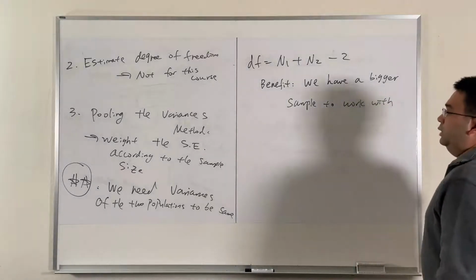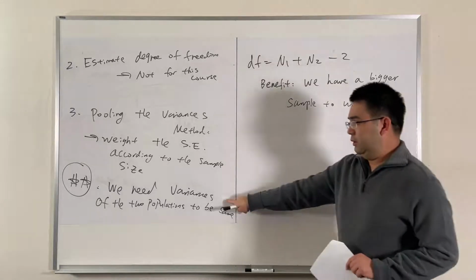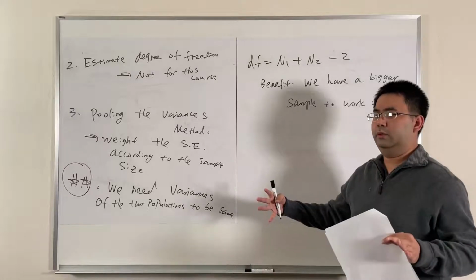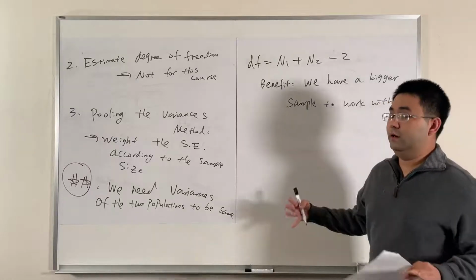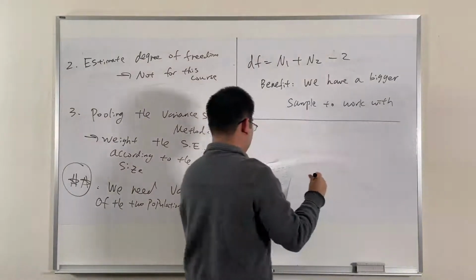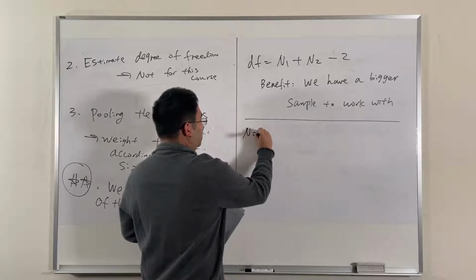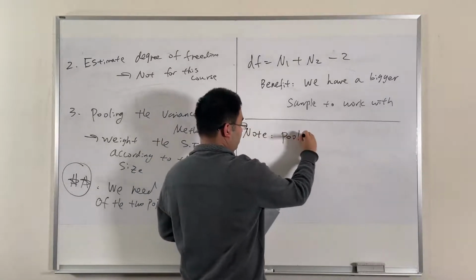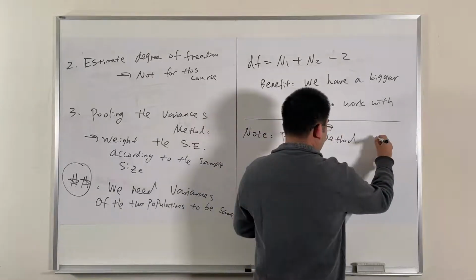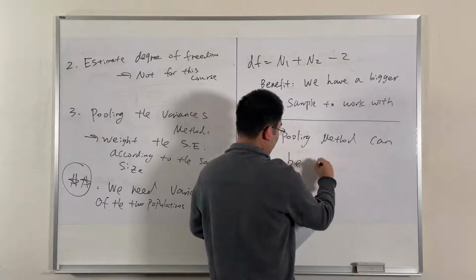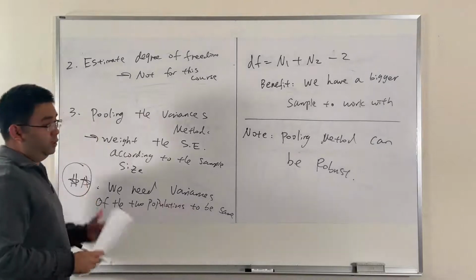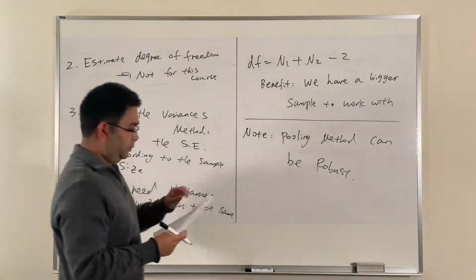Now I want to get back to this concept. As you can see, this is really hard to satisfy. It's just hard to find two populations that have the same variance. Note, the pooling method can be robust, and let me explain what robust means.